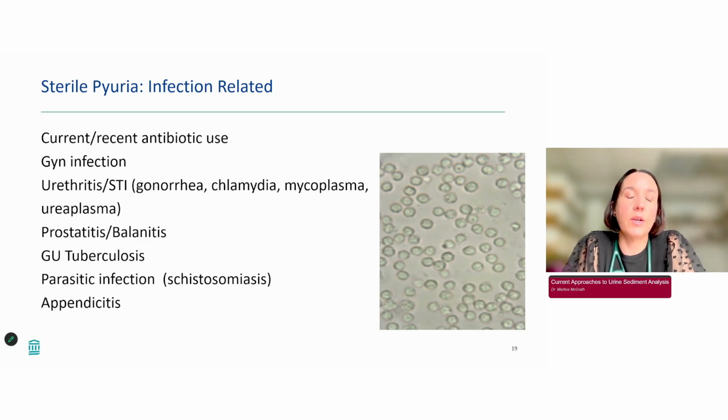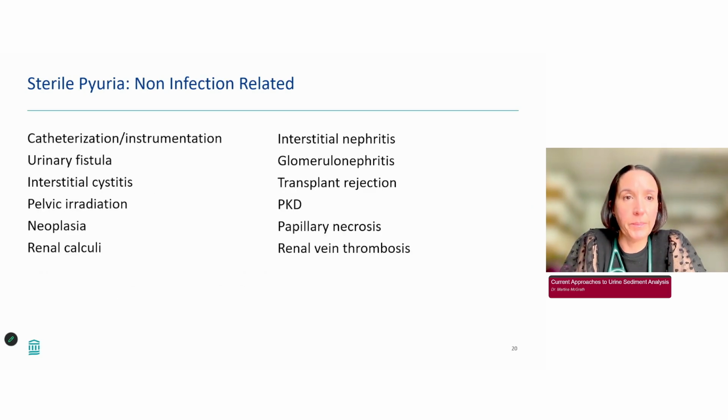Commonly, recent or current antibiotic use, gynecological infections, sexually transmitted infections such as gonorrhea, chlamydia, mycoplasma, and ureaplasma. These may require urine PCR rather than a general culture for diagnosis. Prostatitis and balanitis, genitourinary tuberculosis, and then in the correct clinical setting, parasitic infections like schistosomiasis can present with sterile pyuria, as can appendicitis, where there's a pelvic appendix that's abutting the bladder.